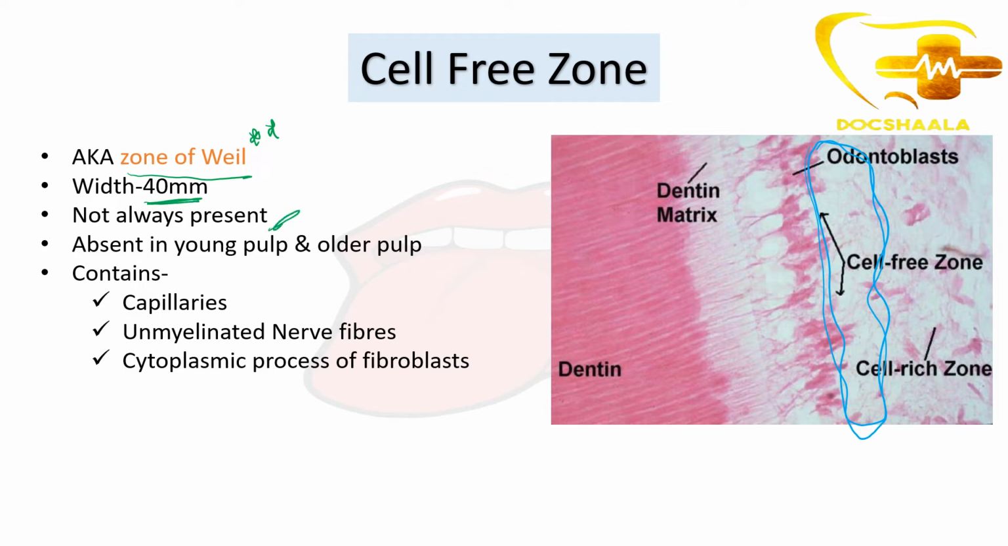It is not always present. Remember this, it is absent in young pulp and older pulp. Not always present means it is absent somewhere, right? So it is absent in young pulp and older pulp. What does it contain? One thing, it does not contain cells, which is easily understandable. What it contains is capillaries, unmyelinated nerve fibers, and cytoplasmic processes of fibroblasts.